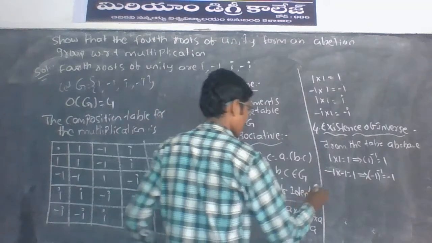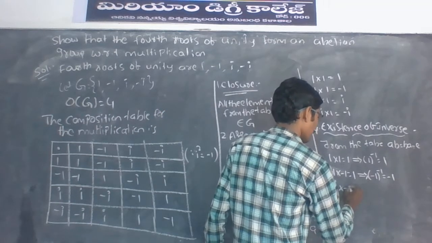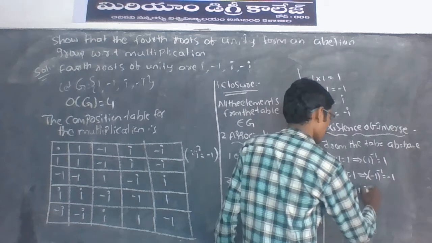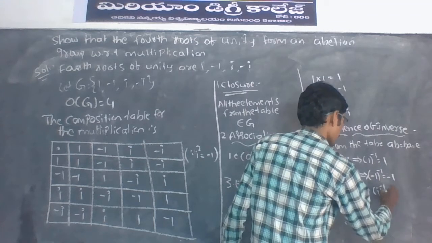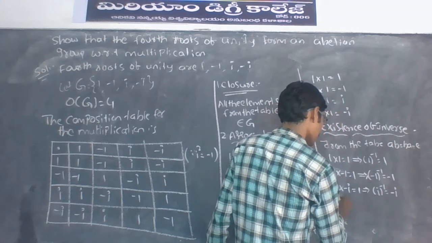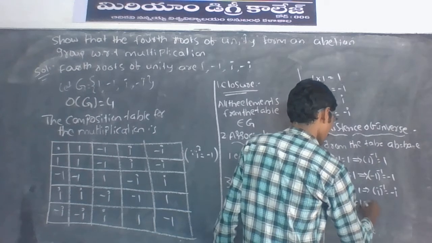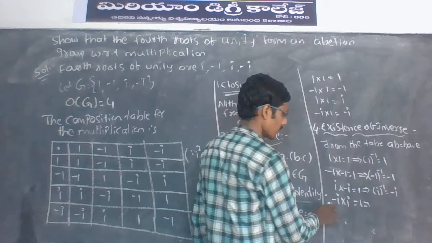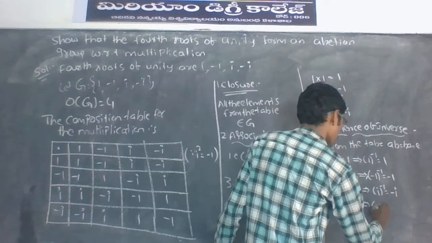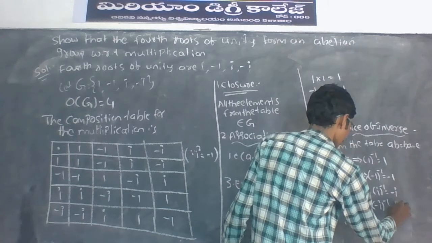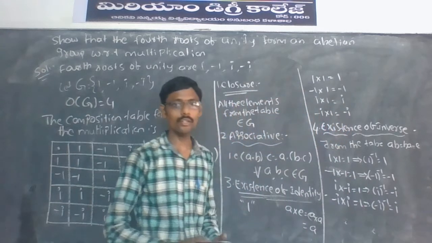i into minus i is equal to 1. That implies i inverse is equal to minus i. Minus i into i is equal to 1. Minus i inverse is equal to i.